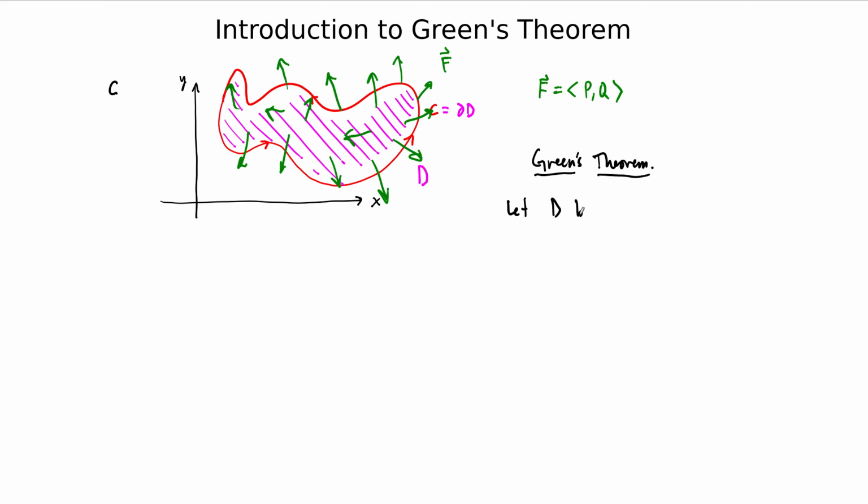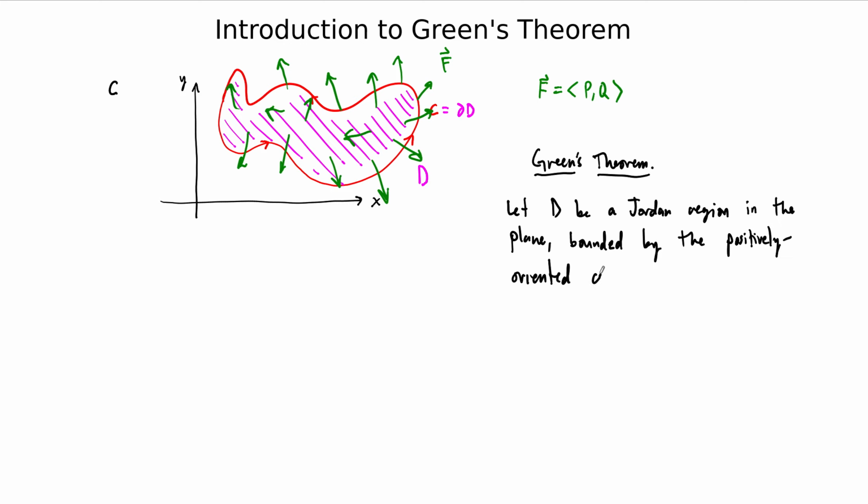So let's let D be a Jordan region. Remember, we've talked about what that means, right? But I'm going to say that this is a Jordan region in the plane. So that means that it's a two-dimensional region. And let's say that the region D is bounded by the positively oriented path or curve C.